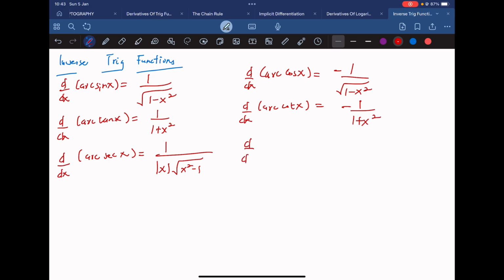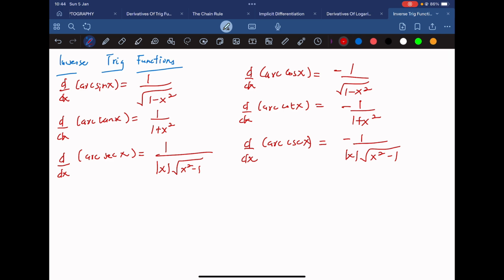And the last one has got to do with arccosecant. So in this case, we have negative 1 over the absolute value of x times the square root of x squared minus 1. So these are the 6 basic properties that you have to know, right? These are the inverse trig functions that we have. Now we are going to use this idea to solve questions.